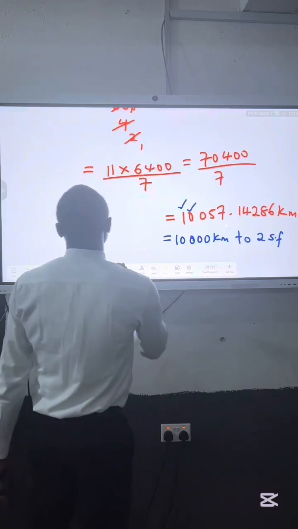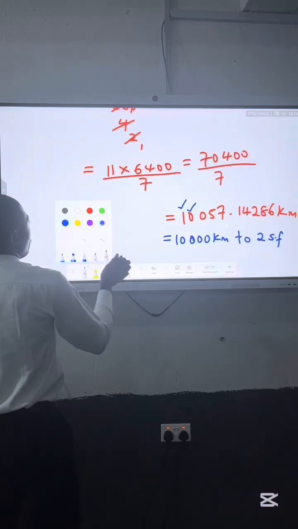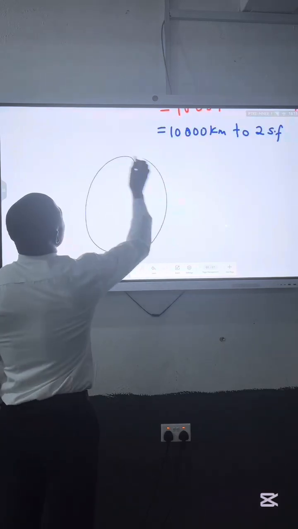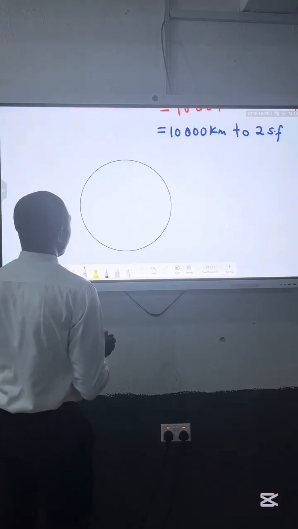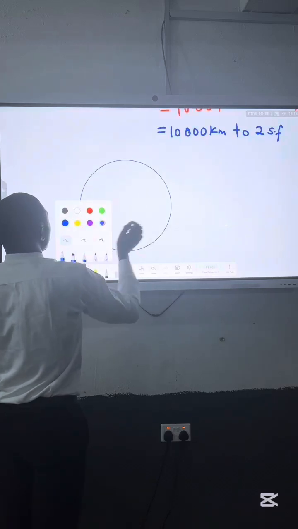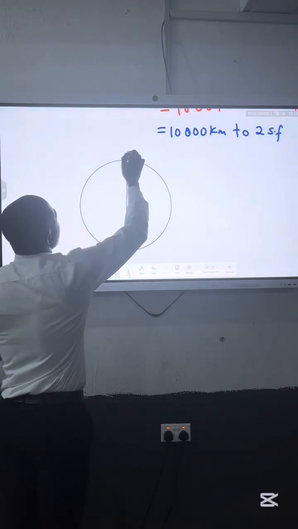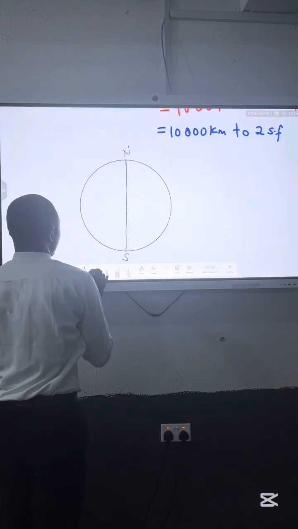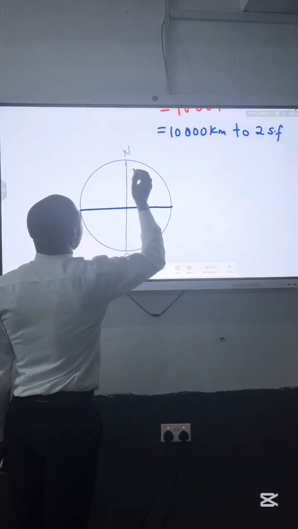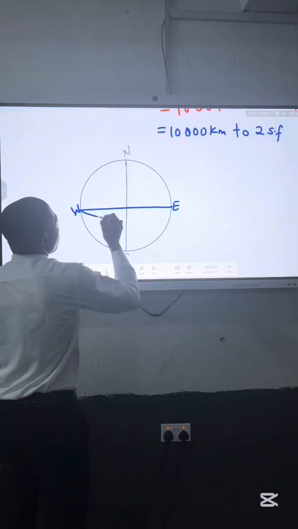In case you want to sketch the diagram of what we just answered, it's going to look maybe like this. We have a circle. Then a line coming from up to down. This is north, this is south. Then you have another one this way, so you have east and west. Then you just use a curve to represent the equator.